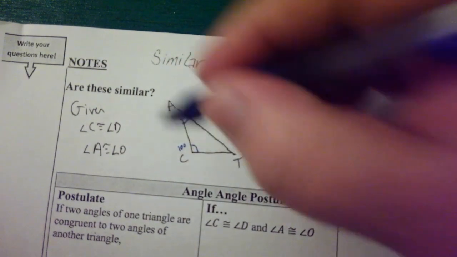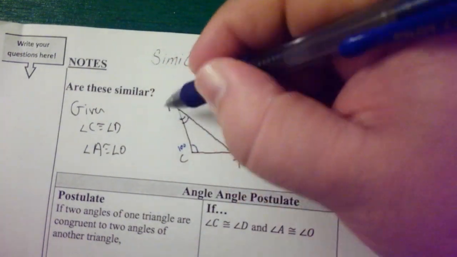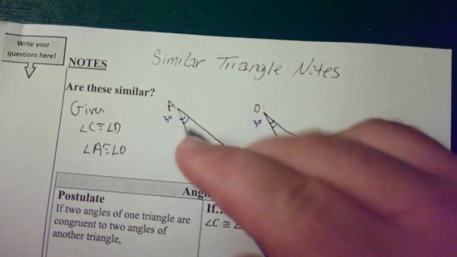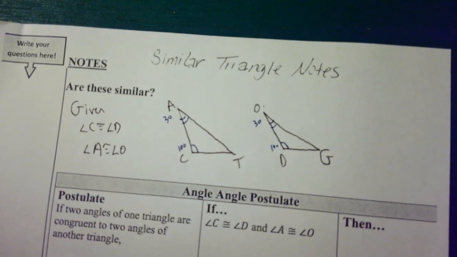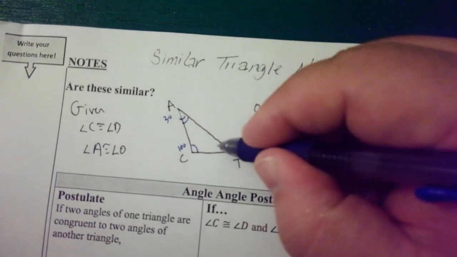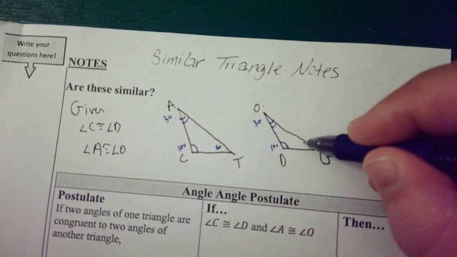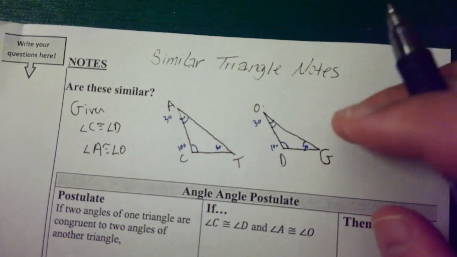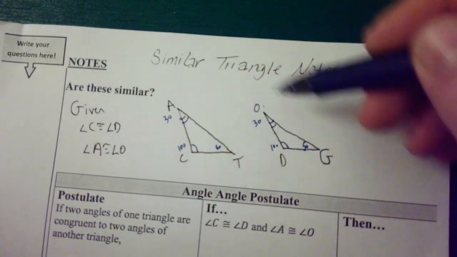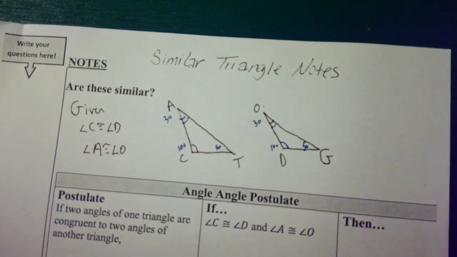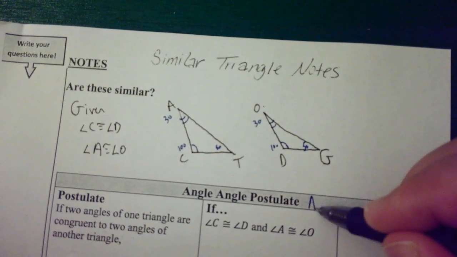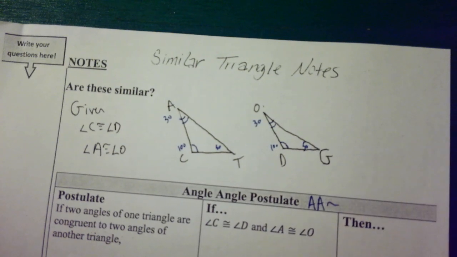And if we figured out that this was, say, 30, then this one would also have to be 30, because they're the same. And so then if we do the math, we find out that this one has to be 50 and this one has to be 50. Okay, so these are similar, and the reason they're similar is because two of the angles are the same. If two of the angles are congruent, we can say that they are similar, which brings us to our first postulate. This is called the angle-angle similarity postulate.